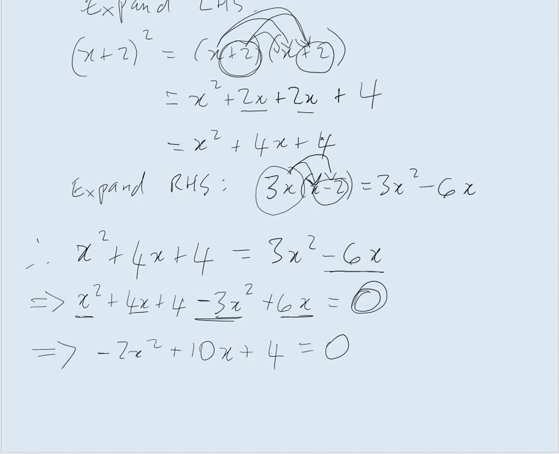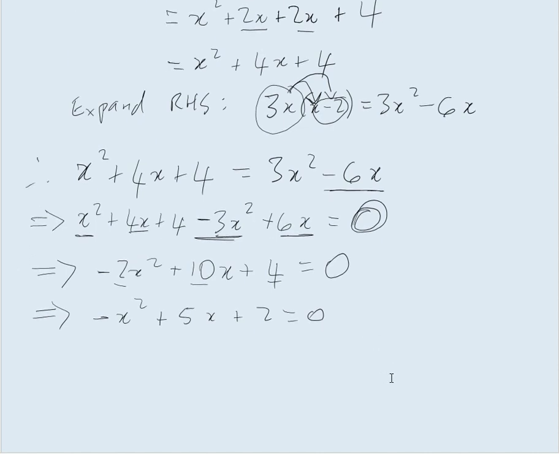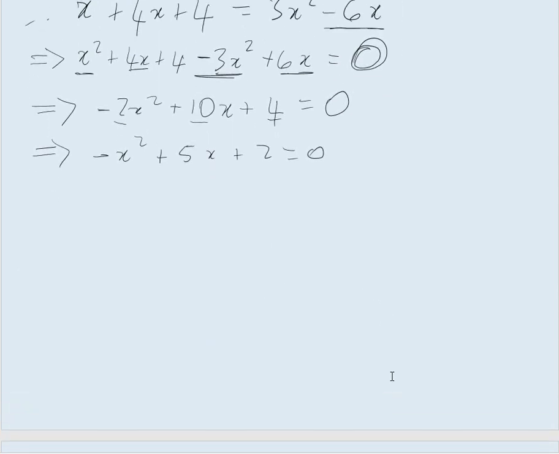We notice that each of these are multiples of 2, so we can divide through by 2, so we end up with negative x squared plus 5x plus 2 is equal to 0. Now this is not an easy thing to factorize by hand, so we will use the quadratic formula.